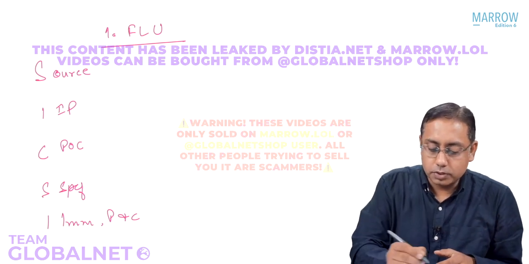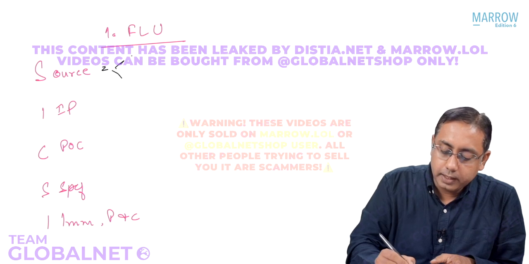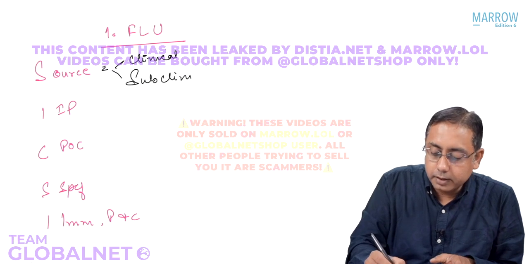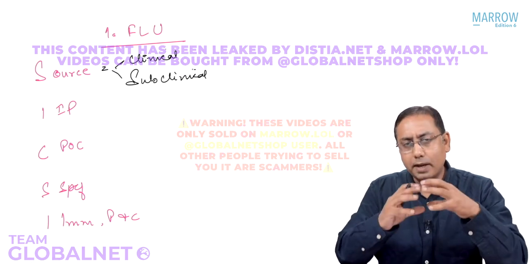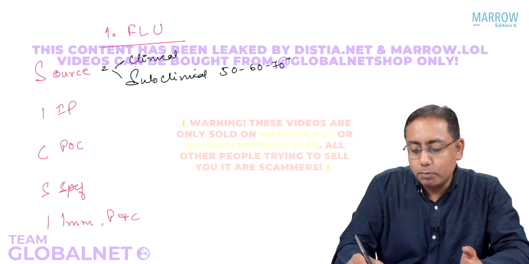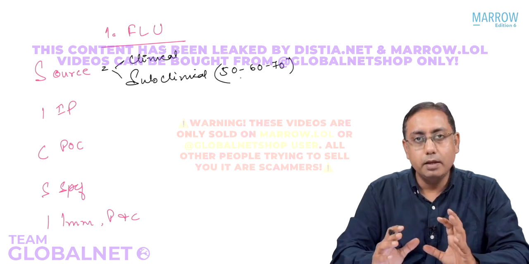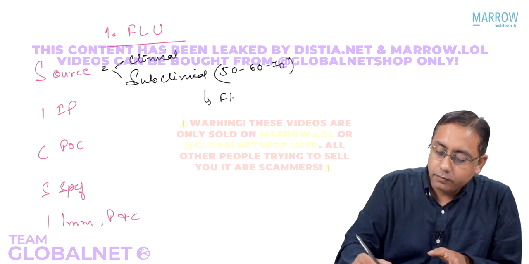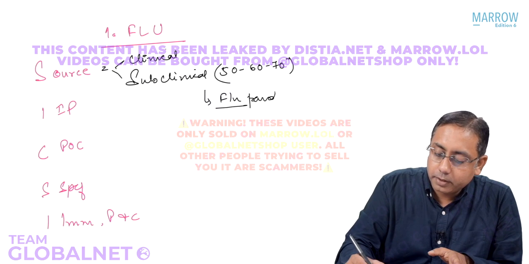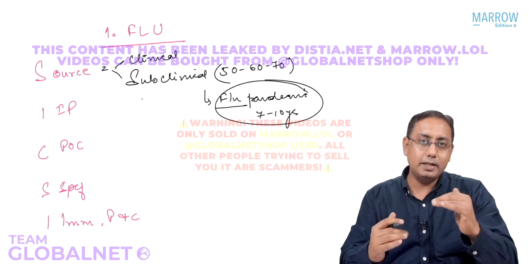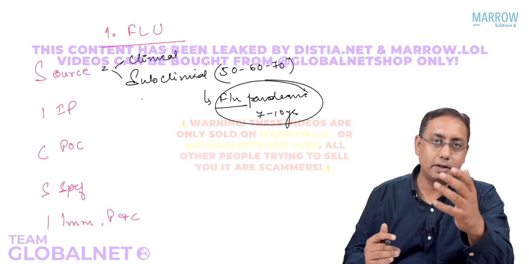So talking about the source of the infection flu, the source could be clinical cases, or the biggest problem is the subclinical cases. Now what happens in flu is you have a massive number of subclinical cases. You can have 50 to 60 to even 70% or even more subclinical cases. So technically you don't know who's spreading the flu. Flu also tends to come in influenza pandemics. Flu pandemics have been reported and they are usually in a 7 to 10 year range. Why? Because the influenza virus is maintaining itself in the community by use of these subclinical cases.